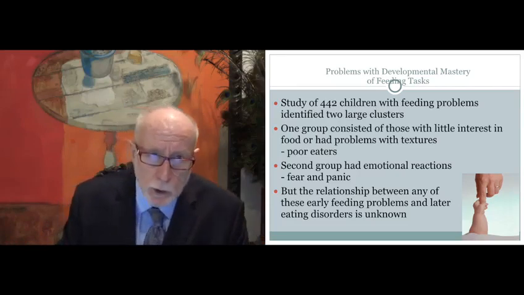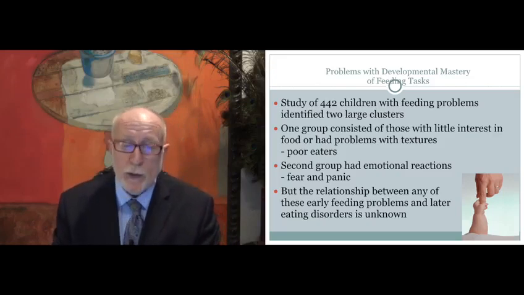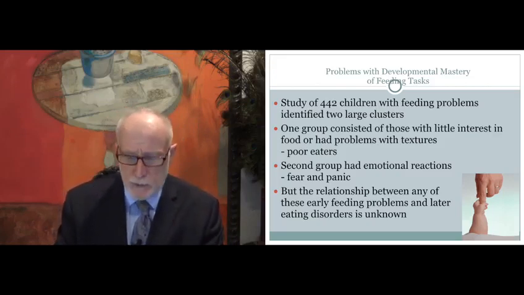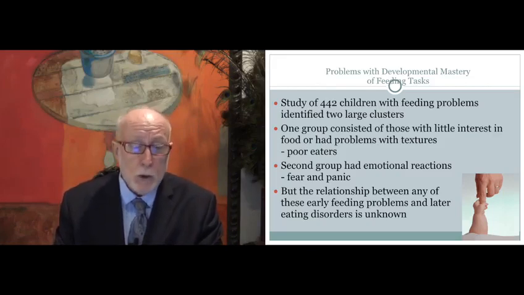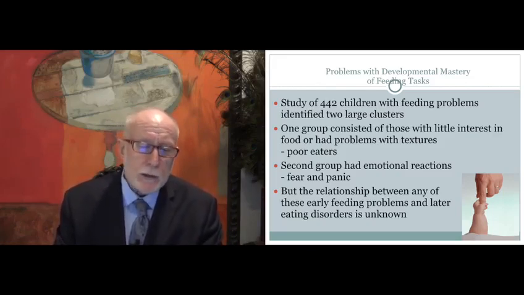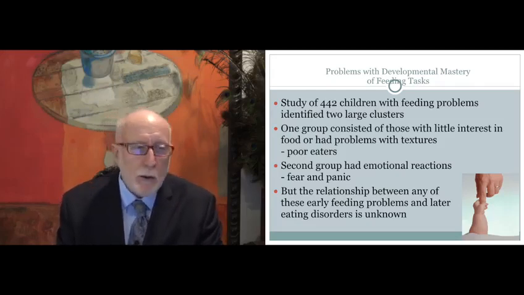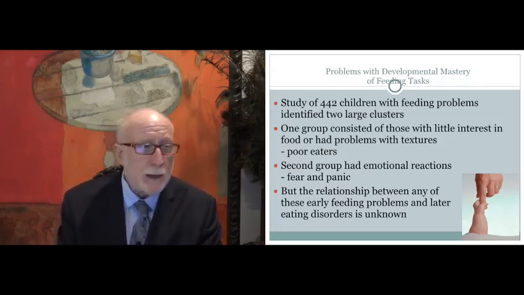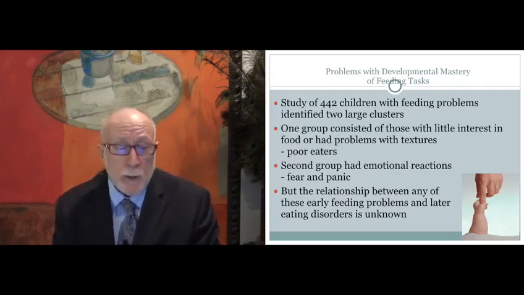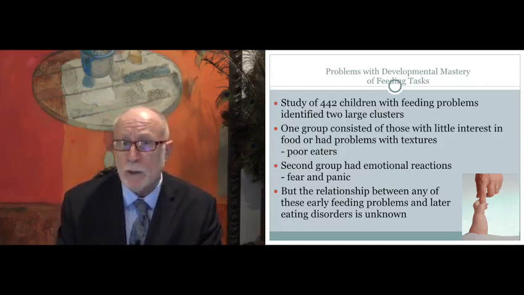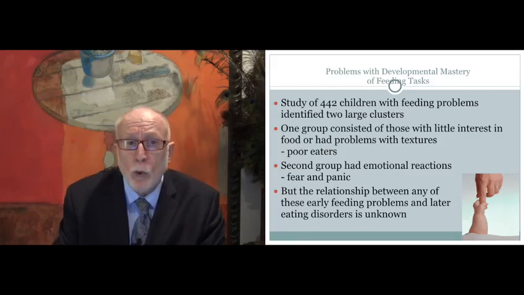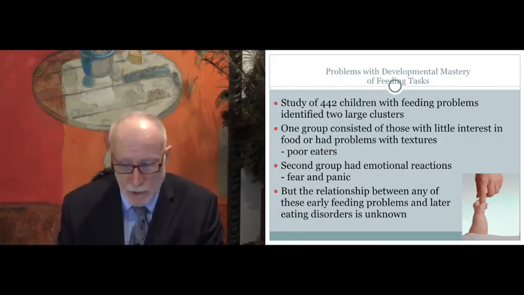This was a study of 442 children that had feeding problems. And they classified these kids as having feeding disorders of two broad types. One group consisted of those who just had little interest in food or they had problems with textures. They were poor eaters. These were people who didn't like slimy foods, or soft foods, or crunchy foods, or hot foods, or cold foods. They were kind of restrictive, avoidant food intake disorder kids. They were poor eaters, picky eaters, finicky eaters.